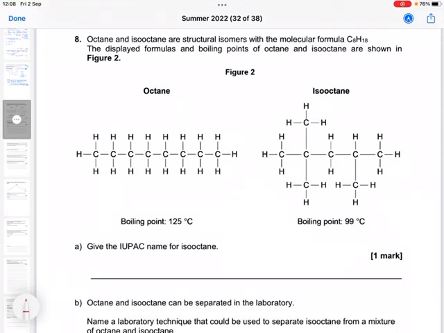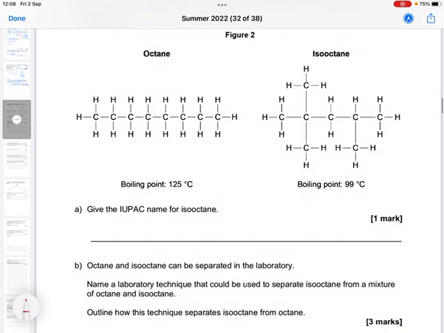Okay, this question. Octane and isooctane are structural isomers with the molecular formula C8H18. The displayed formulas and boiling points of octane and isooctane are shown in figure 2. Okay, give the IUPAC name for isooctane.